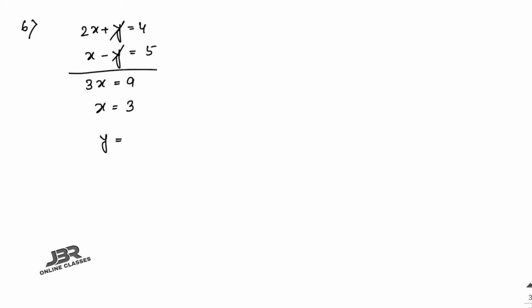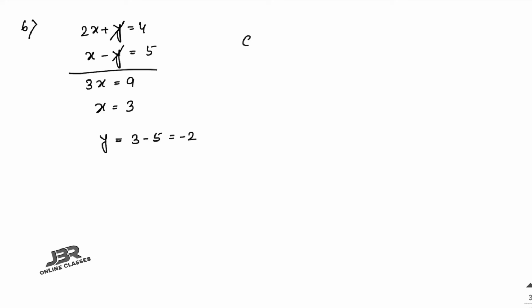6. Find the equation of a circle whose center is the point of intersection of the lines 2x plus y equal to 4 and x minus y equal to 5, and passes through the origin. So first you have to find the intersecting point of these two equations. Here y cancels out, 3x equal to 9, so x equal to 3. As x equal to 3, then y equal to 3 minus 5, that is minus 2.